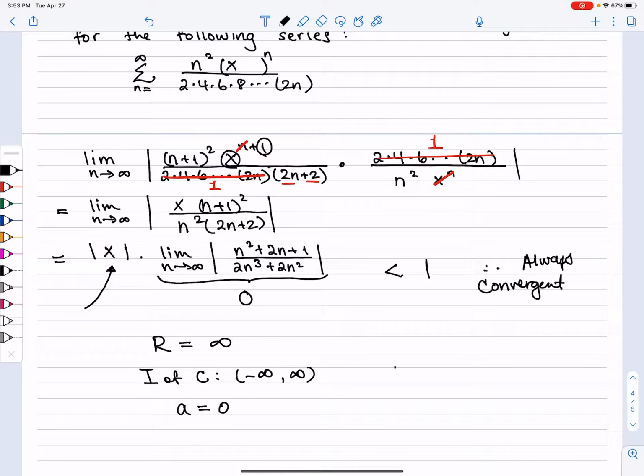So one more time, what we are saying is, for this series, which is centered at 0, you can plug in any number or any value for x, and that power series will always converge. Okay, so radius of convergence is infinity, interval of convergence from negative infinity to positive infinity.